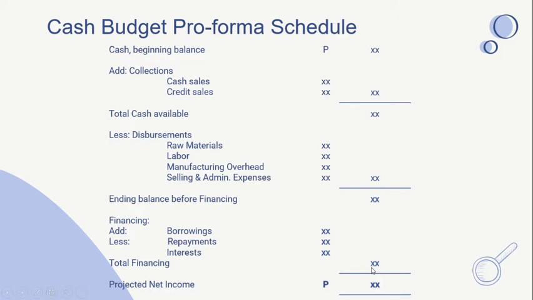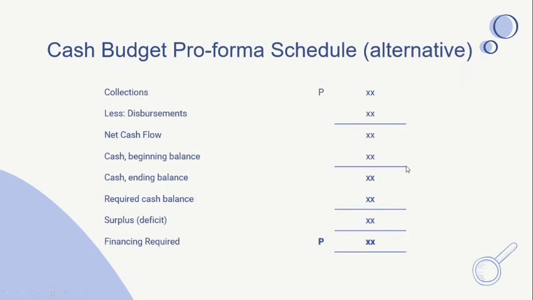If the borrowings are greater than the repayments, it is added to the ending balance. On the other hand, if the repayments are greater than the borrowings, it is subtracted from the ending balance. So, the answer will be our projected net income.